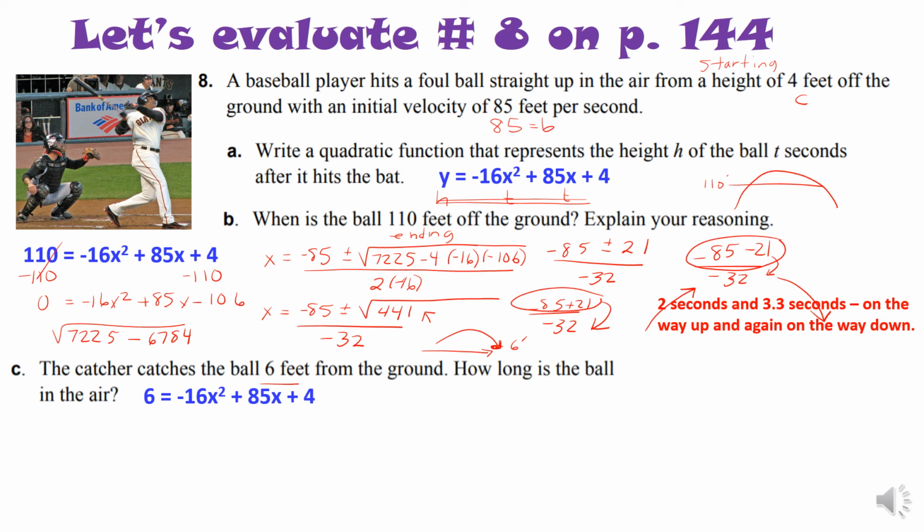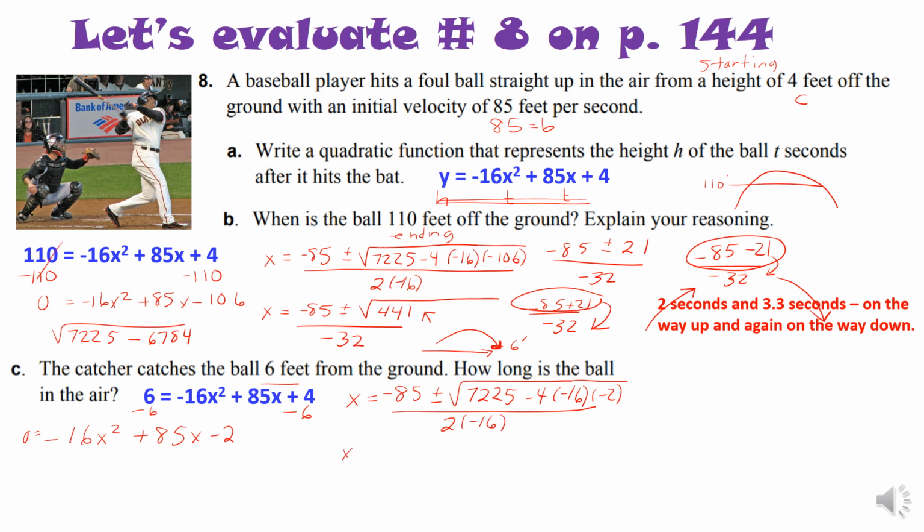Here's our problem. We're going to subtract 6 from both sides. We get 0 equals negative 16x squared plus 85x minus 2. So again, we're going to use the quadratic formula. x equals negative b, still 85, plus or minus the square root of 7,225, which is b squared, minus 4 times a times c. Again, don't forget your negatives. That will really mess you up. All over 2 times a.